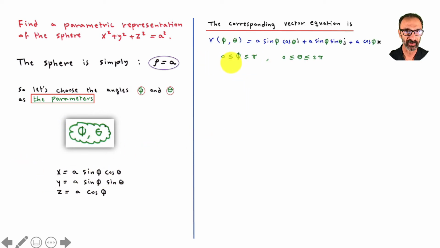Phi goes from 0 to pi, and theta goes from 0 to 2 pi, and any point on the sphere can be represented by r of phi and theta, which is a sine phi cosine theta i plus a sine phi sine theta j plus a cosine phi k.